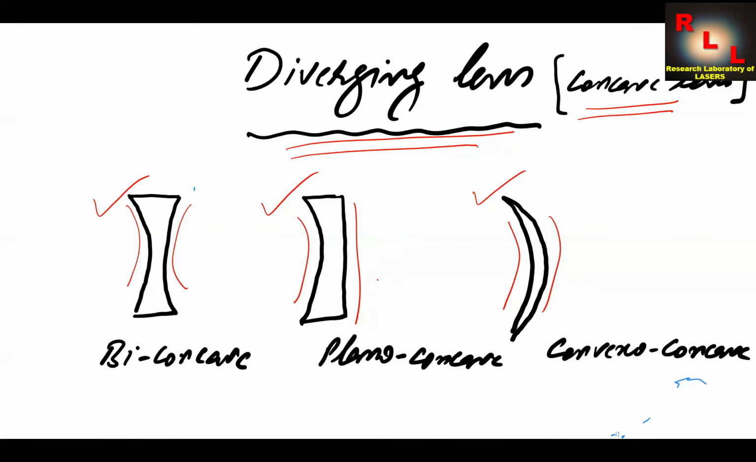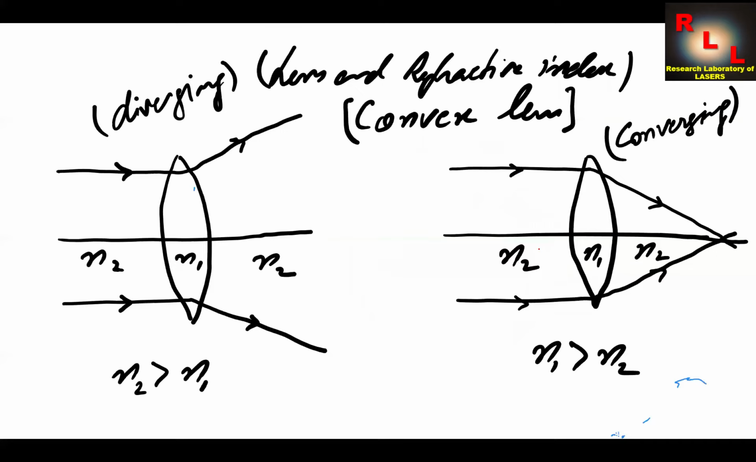Now there are some more basic things that may help you to understand more: lens and the refractive index. First we are considering the converging one, which is a convex lens. So what do you see in this first diagram? And what do you see in the second diagram?